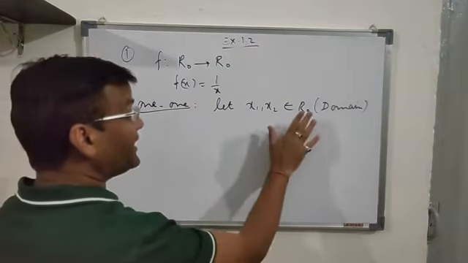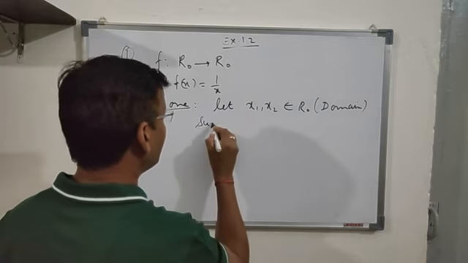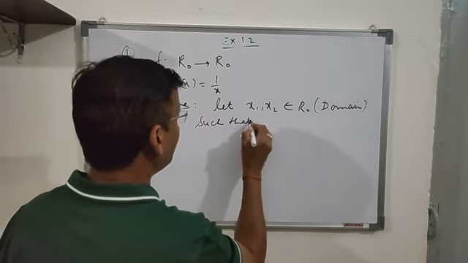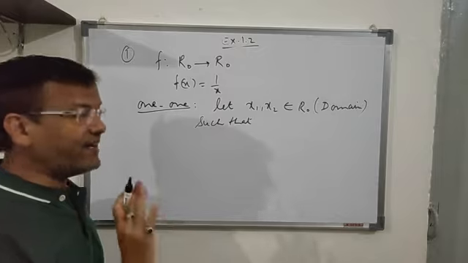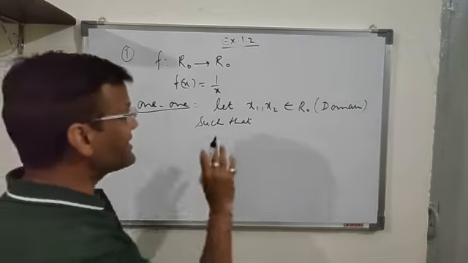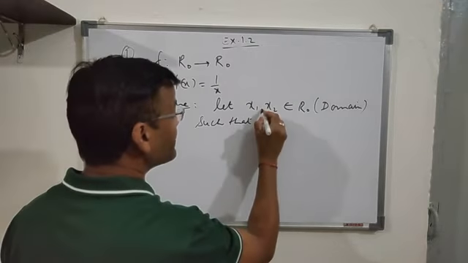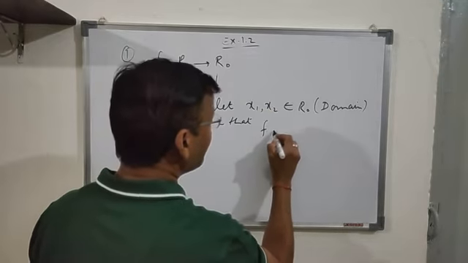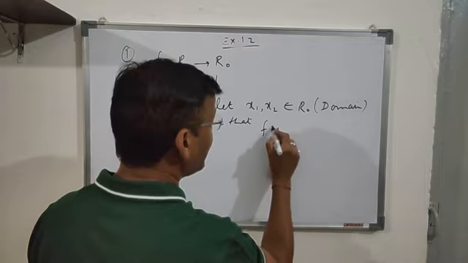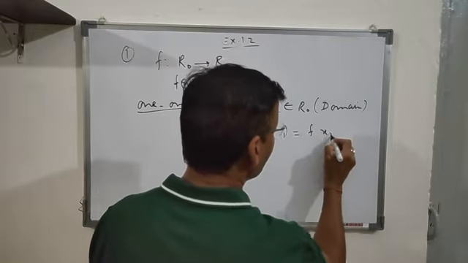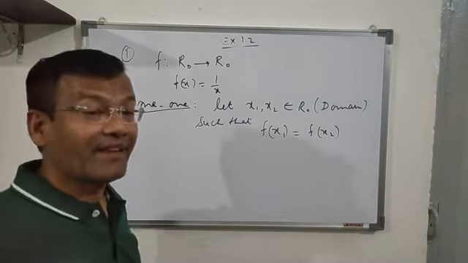Now we are taking any two elements such that, this is a fixed format to prove it. Every question has to be proved in this format. Such that these two elements are there in the domain, x1, x2, such that their functional values are the same, that is, f(x1) equals f(x2).